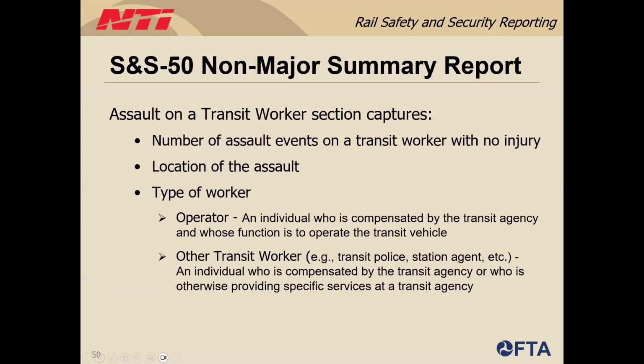In the non-major transit worker assault section, you will record the number of no injury worker assaults that occurred during the reporting month. You'll report the event by location and the type of worker that was assaulted. As you can see, there are two types of workers, operators and other transit workers. These definitions may also be found on the NTD glossary.